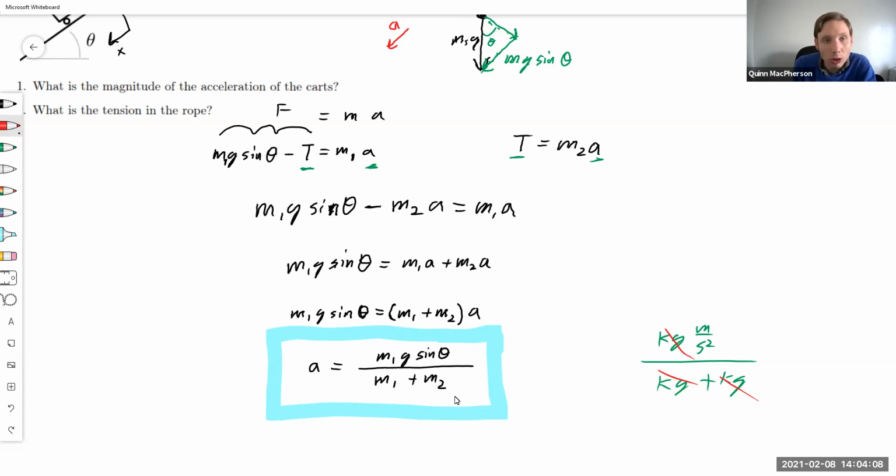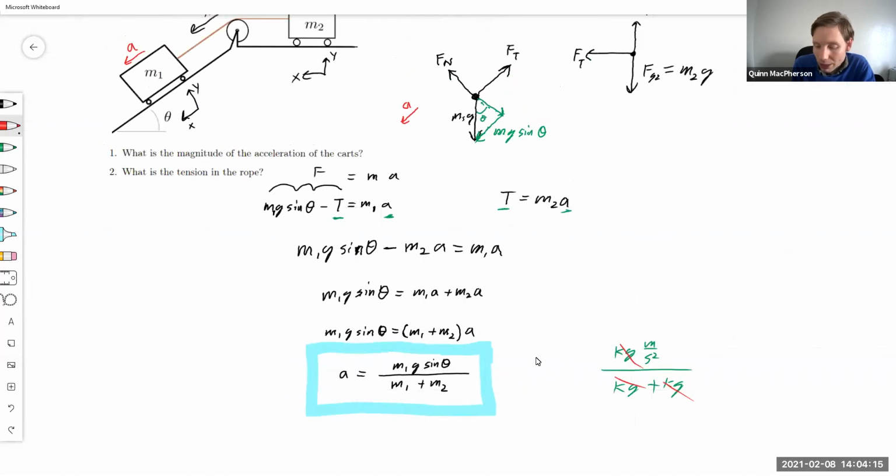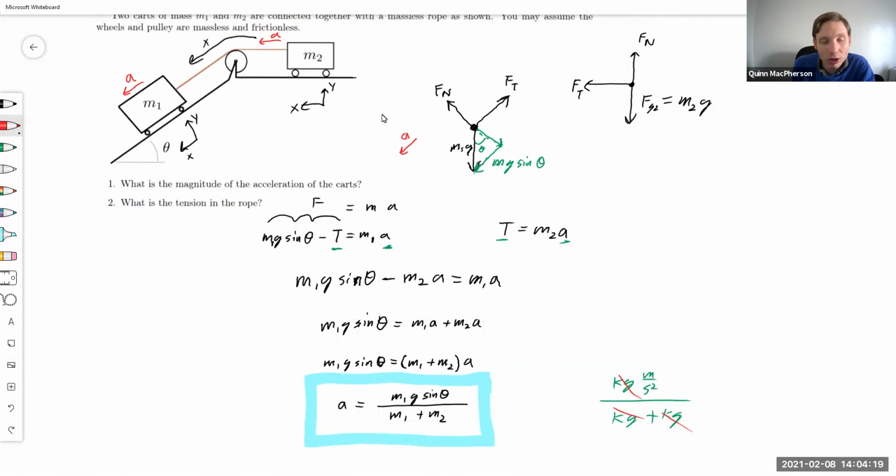What else can I check? Well, let's check some limits. What happens if theta is 0? Meaning the whole thing is flat. You just have two carts connected together by a rope on a flat plane. Well, they're not going to go anywhere because there's no downhill to pull them. So if theta is 0, sine of 0 is 0, so we would get a of 0. That's good. If theta is 0, it shouldn't go anywhere.